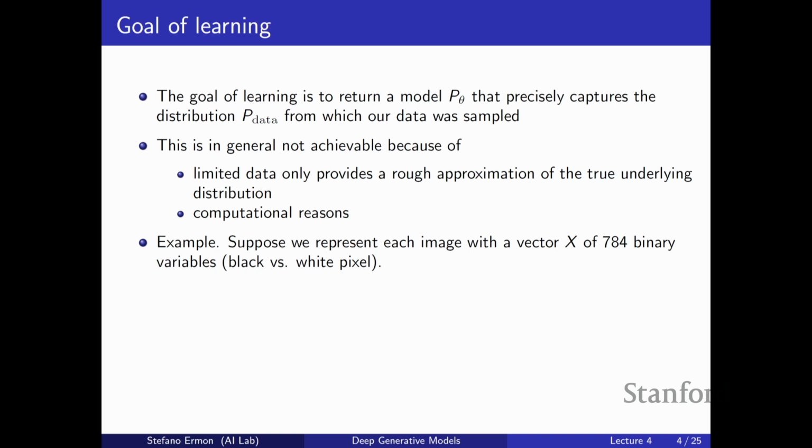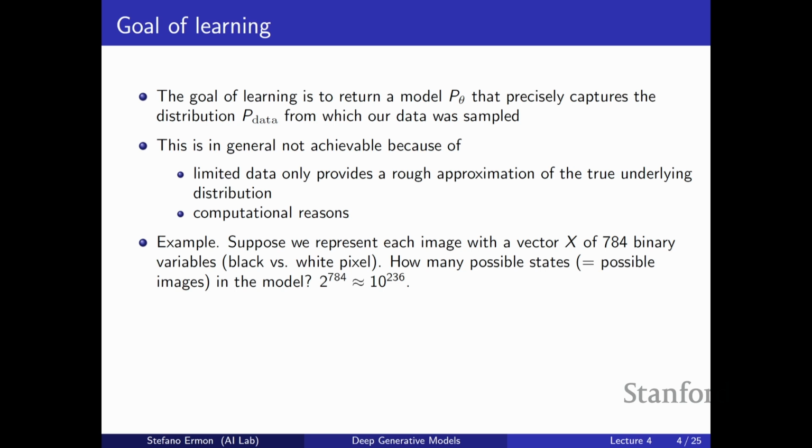And what I claim is that this is a really, really hard problem because X is so high dimensional that there are so many different possible images that, regardless of how large your training set is, this is a really, really hard problem. If you think about it, how many possible images are there? If we have binary variables, you have 784 of them. There is 2 to the 784, which is roughly 10 to the 236 different images. And somehow you need to be able to assign a probability to each one of them.